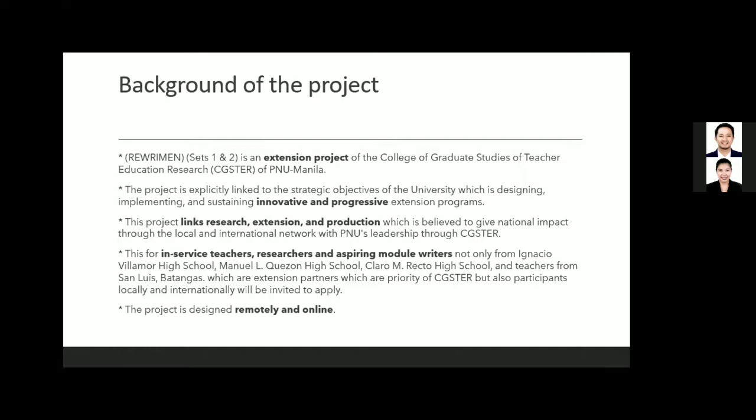So the target participants for E-REWRIMEN are in-service teachers, researchers, and aspiring module writers, not only from the Ignacio Villamor High School, Manuel L. Quezon High School, and Claro M. Recto High School, and teachers from San Luis, Batangas, who are actually the priority, who are the extension partners of CGSTER. But we are also opening the participation locally and internationally, and they will be invited to apply. The project is designed remotely and online.